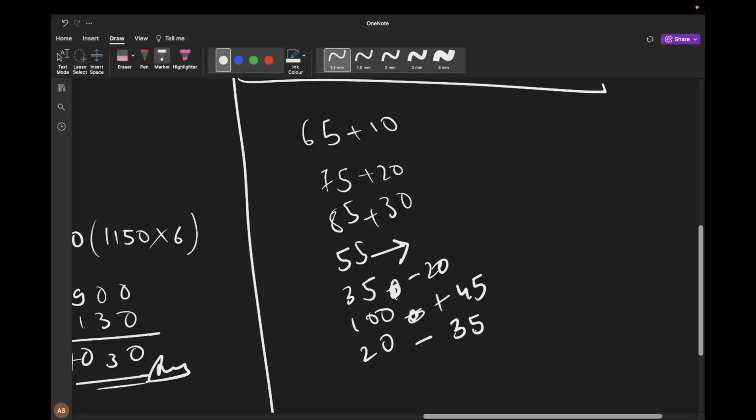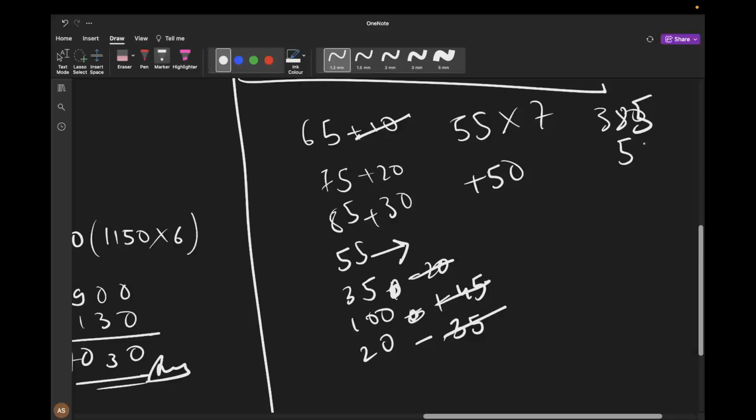20 and 35 gives 55, so plus 10 and plus 45 just negates, and we need to add 50 to 55 into 7, that gives us 385, and we add 50, makes us 435 as the answer. Let's just check. 5 times 5 gives us 5, 8, 15, 23, 28, 31, 33 and 4. We get the right answer.